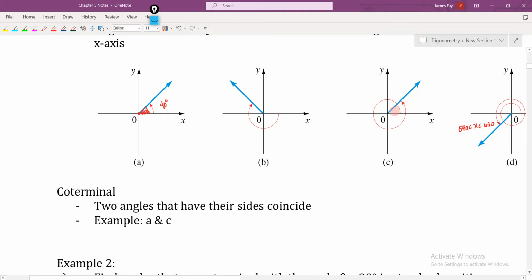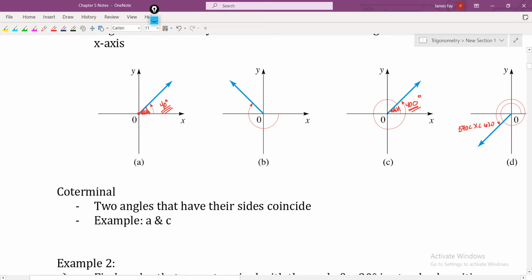Then this angle here is still 40 degrees, but we first realized that we went around one complete revolution, so we went around 360 degrees first, followed up by another 40, so 400 degrees. So a 40 degree angle and a 400 degree angle are what we call coterminal, meaning that they terminate in the same spot.